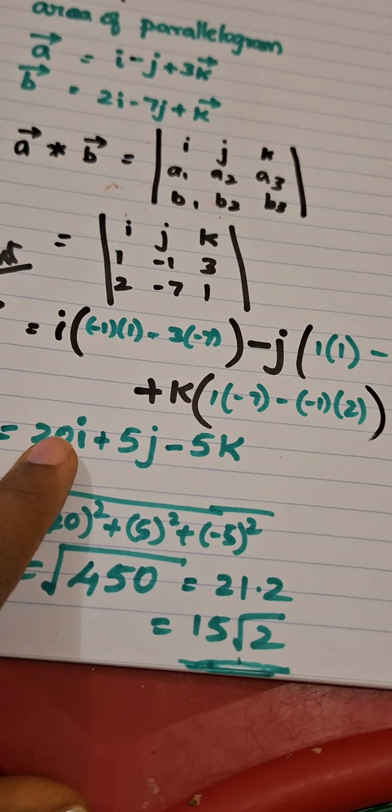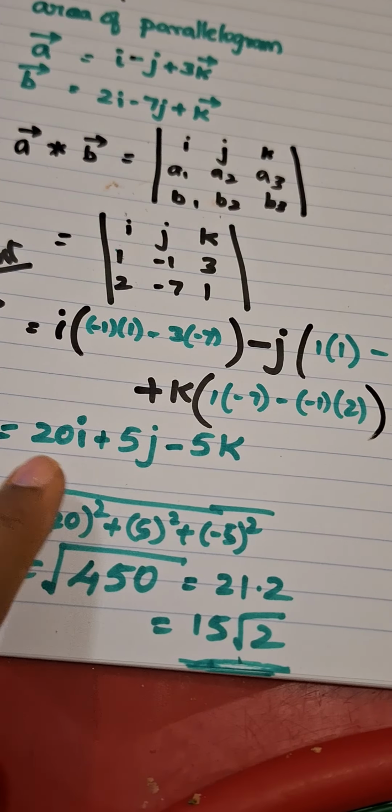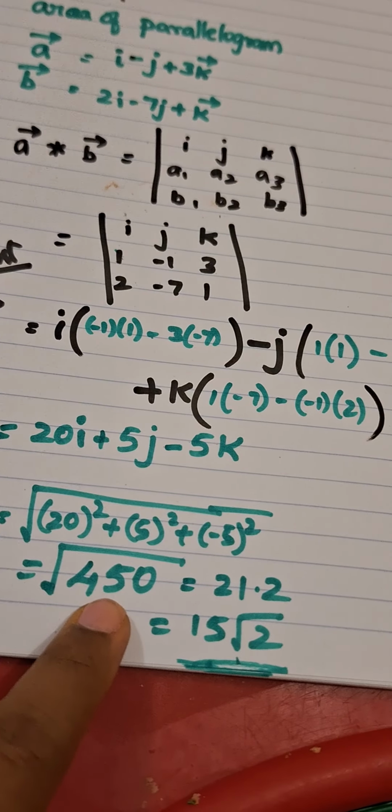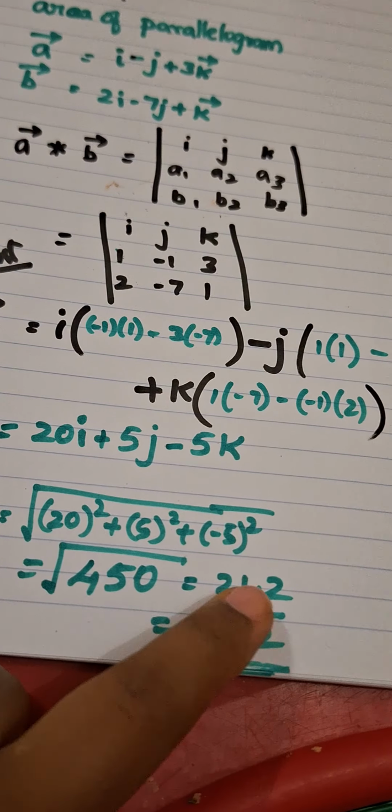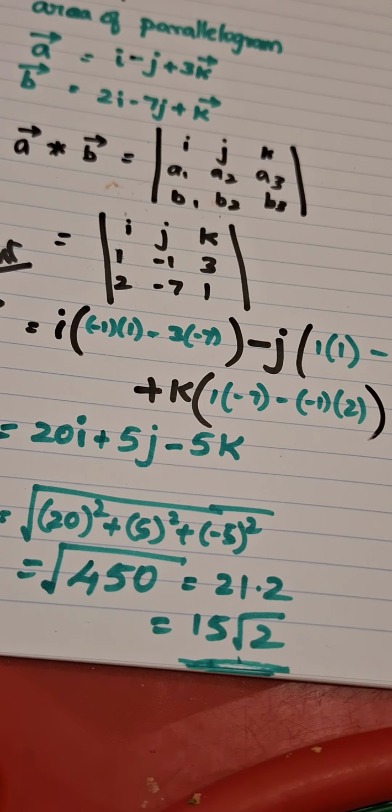So you found out the determinant. You got A, B, C. A square plus B square plus C square is this. So you can write 21.2 or 15 root 2. Finally the answer is the area of the parallelogram is 15 root 2. Done.